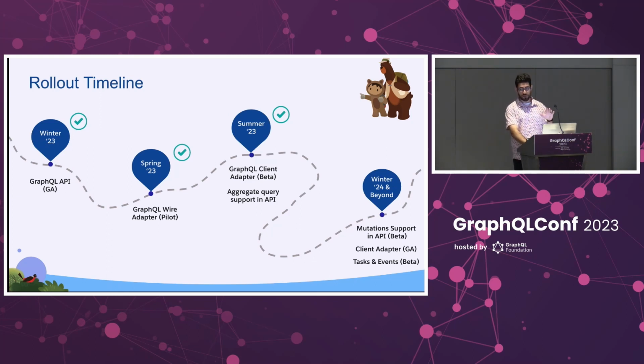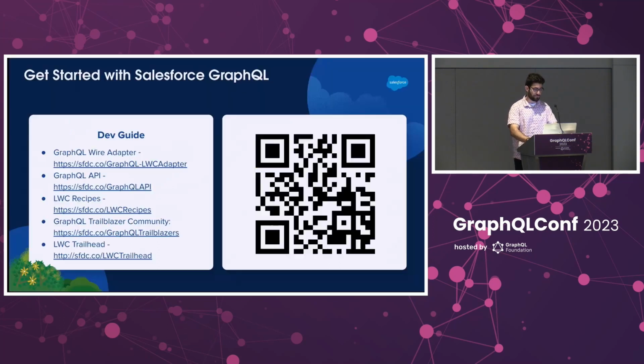So if you've ever built something with the user interface API and you thought to yourself, why can't I access tasks and events? Try out our GraphQL API. You'll be able to do it now.